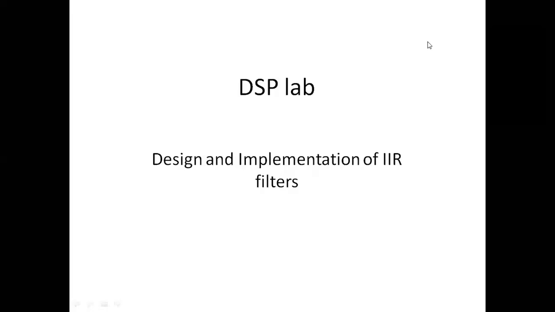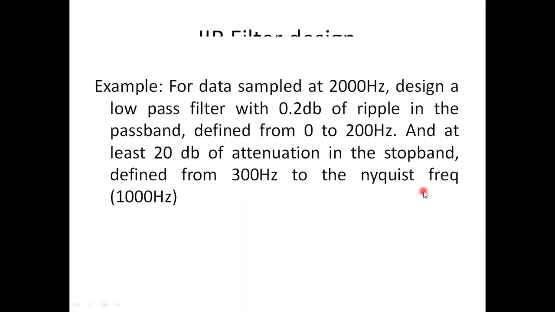Okay. Hello students. So this is your next experiment of DSP lab, that is design and implementation of IIR filter. So for designing, let's say I'm taking one example. For this example, you need to design the IIR filter. So for data sampled at 2000 Hz, this 2000 Hz is given as your sampling frequency.